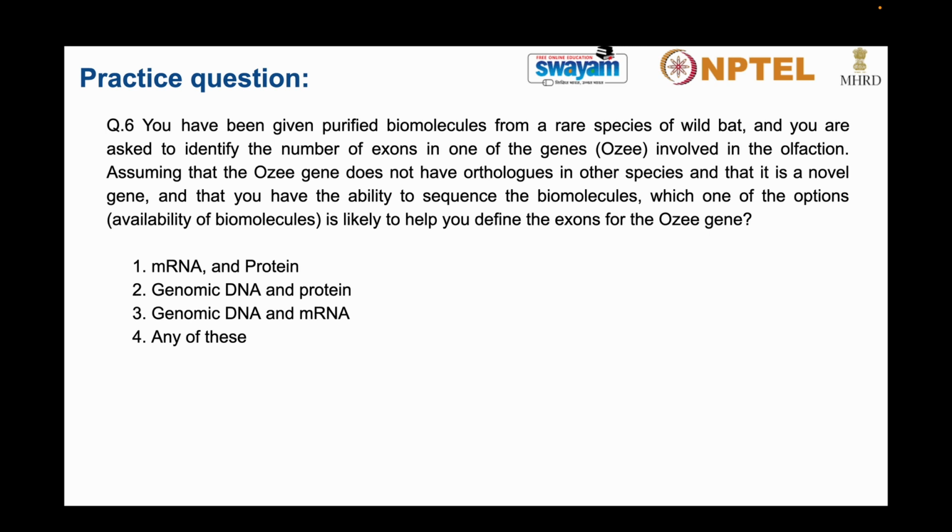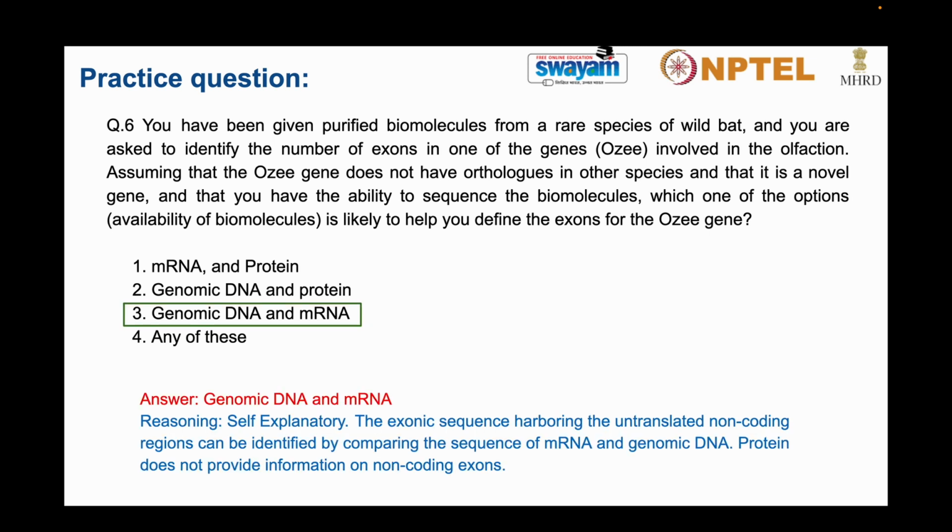Okay, a few students have answered option 3, and some are confused with option 1 as well. Okay, so now let's see what the correct answer is. The correct answer is option C, which is genomic DNA and mRNA.